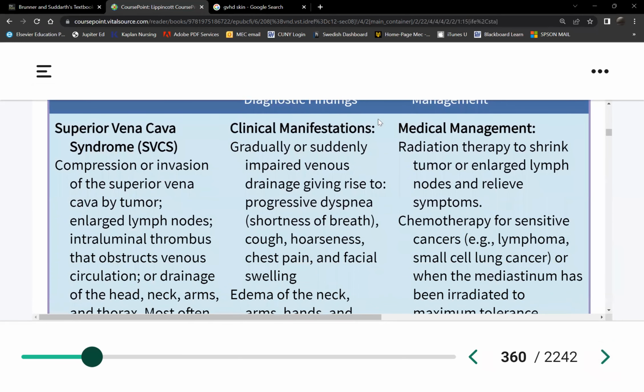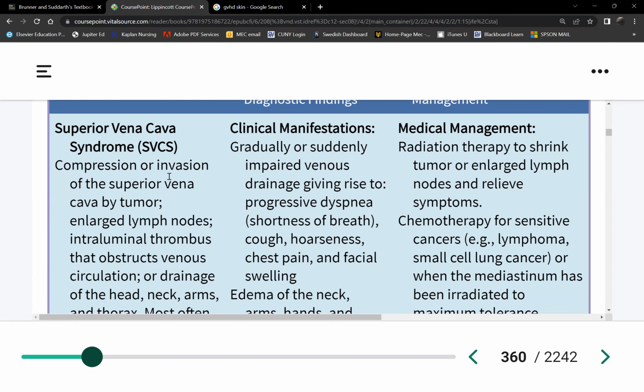So number 3 is superior vena cava syndrome. This is going to happen with patients who have cancer tumors in the thorax. So what are structures that could be compressed by tumors growing in the thorax? Lungs, heart, and the vena cavas. So the superior and the inferior vena cava can be compressed here. However, the inferior vena cava compression is not really going to cause immediate death, but SVC syndrome can.